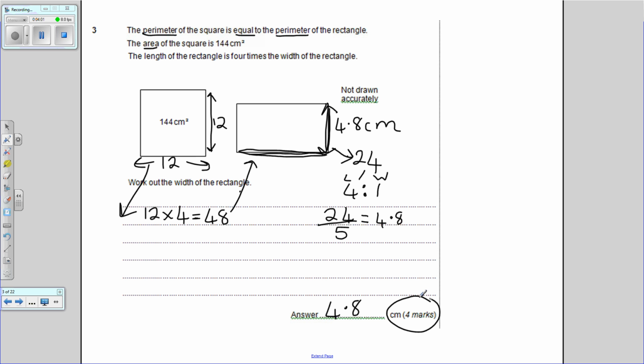So there's 4 marks there, just a little bit of thinking you had to do. But then it's only question 3.